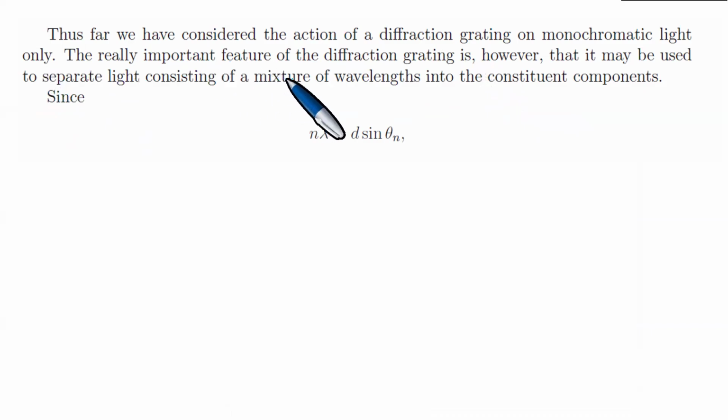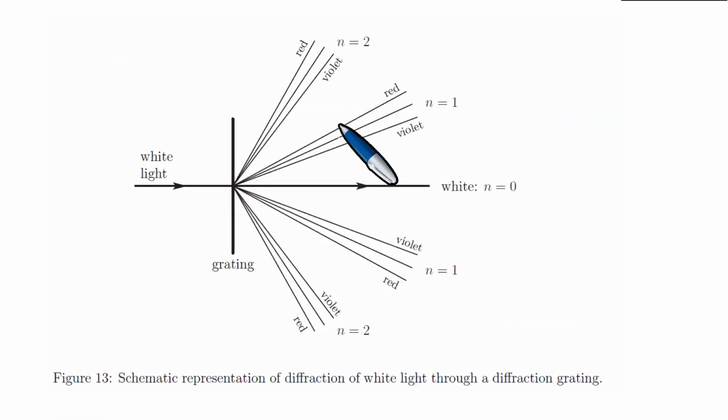The really important feature of the diffraction grating is, however, that it may be used to separate light consisting of a mixture of wavelengths into its constituent components, since n lambda is equal to d sine theta n. Okay, quickly, I want us to discuss the notion of the red-violet grating.